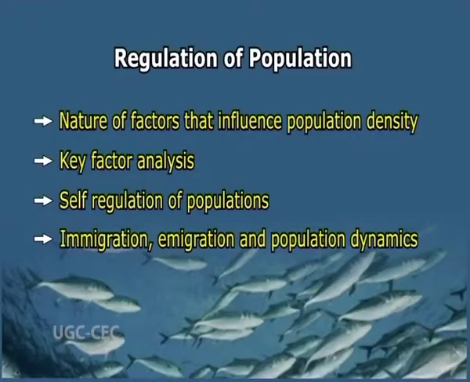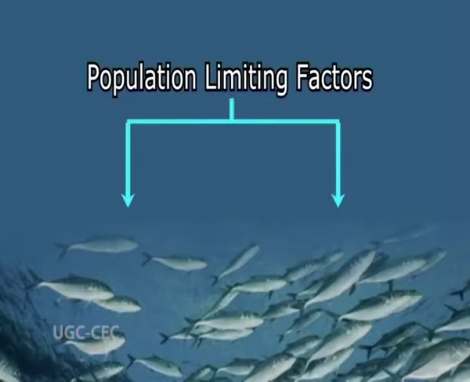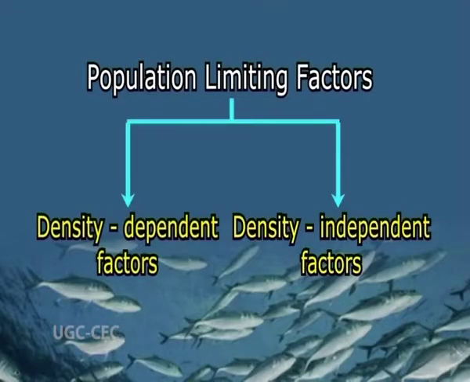Four different aspects can be considered for regulation of population. Let us start with the first aspect. First is the nature of factors that influence population density. Generally, there are two types of population limiting factors which regulate the population size around carrying capacity: density dependent factors and density independent factors.